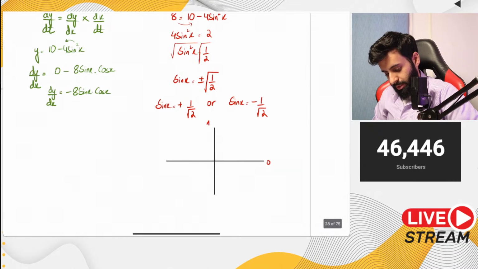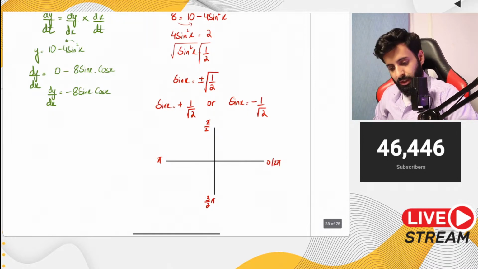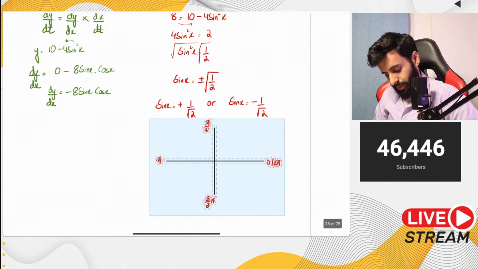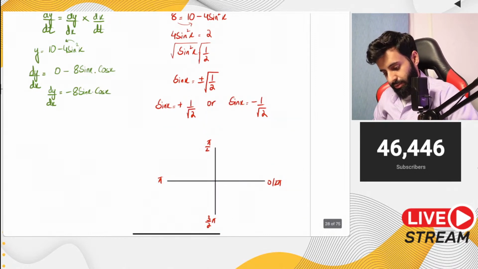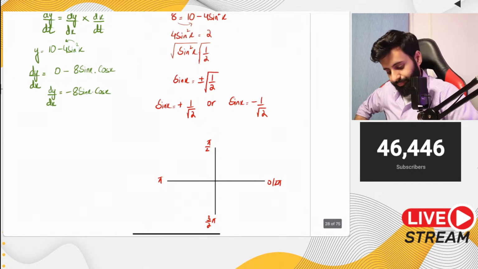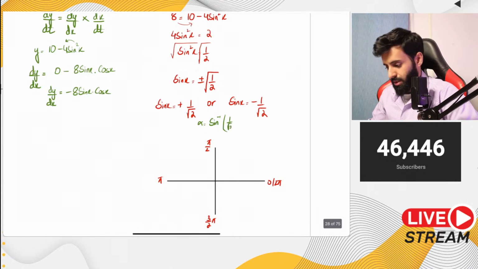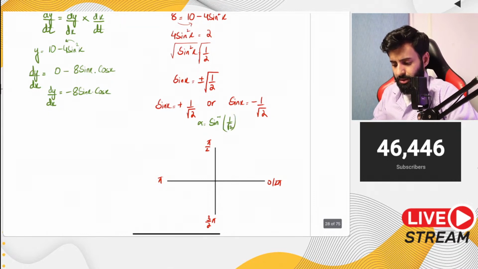So here's 0, here's pi upon 2, here's pi, here's 3 upon 2 pi. By the way, make sure your calculator is in radian mode for this one. Like I said, all four quadrants are possible. Let's find out alpha like we normally would. Alpha is equal to sine inverse of 1 upon under root 2, which is 45 in degrees.